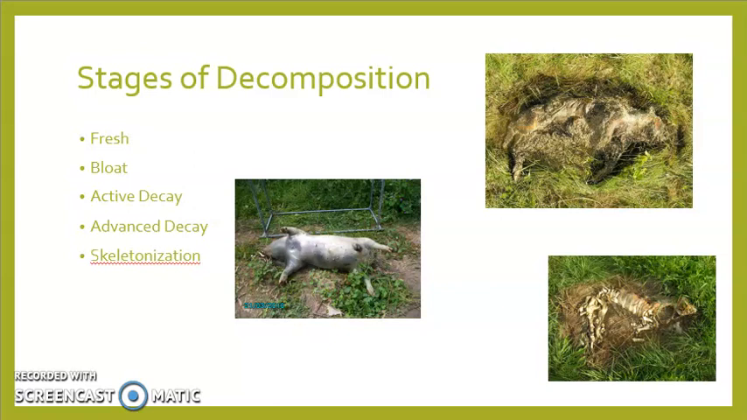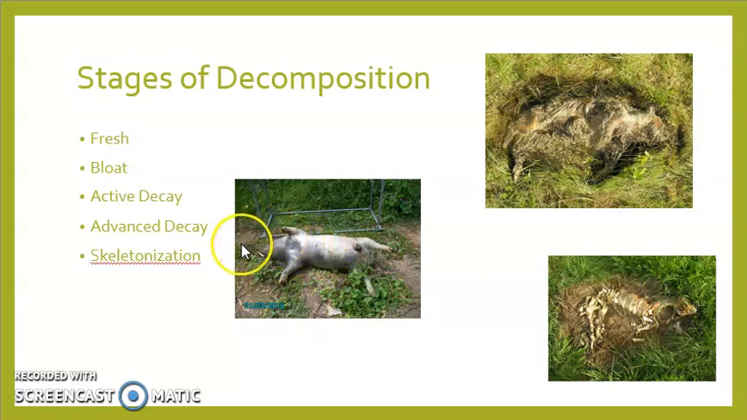So when you look at these stages of decomposition, fresh, bloat, active decay, advanced decay, skeletonization, all of those other processes that we talked about are taking place. So here, this is bloat. Well, what causes bloat? Putrefaction. You can see the discoloration that's from autolysis here. And so, this is a stage of decomposition.